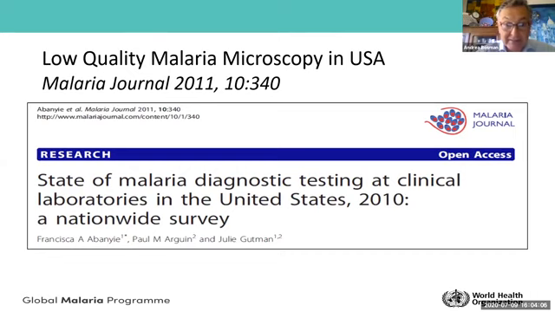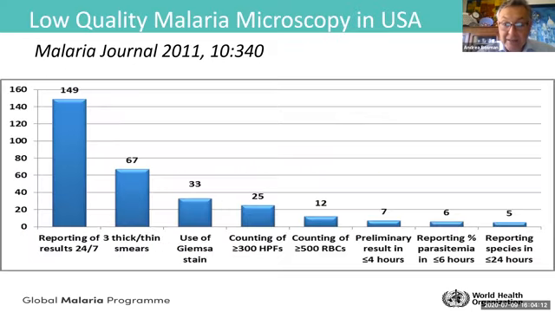But also in the United States of America, so it's not a resource limited country, there is a lot of problems with microscopy. So if you look at here, out of the whole country, all the labs which were reporting at 150, maybe only 33 use Giemsa. And very few count more than 300 high-power fields or more than 500 red blood cells. And this is really a very low examination of the thin film. It's not at all adequate.